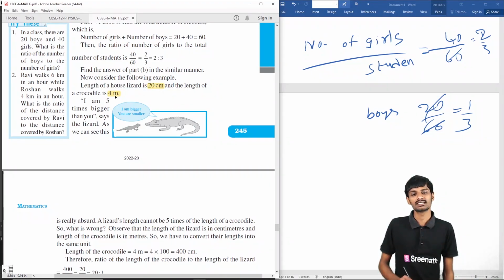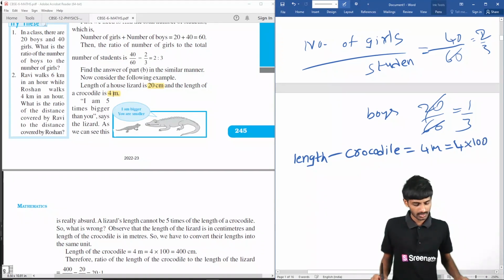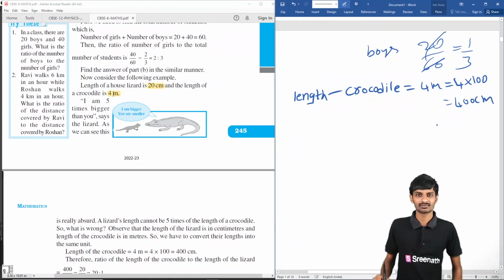It is 4 meters, it is in meters. Okay, if you do the conversion now, if you find out the length of the crocodile, it is how much? 4 meters. So 1 meter is 100 centimeters. So it is 4 into 100. So if you do, it is 400 centimeters.